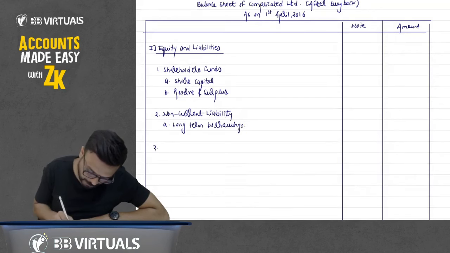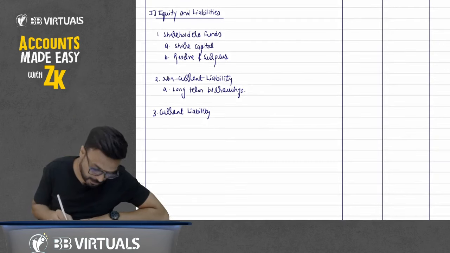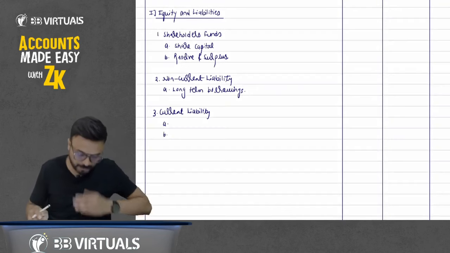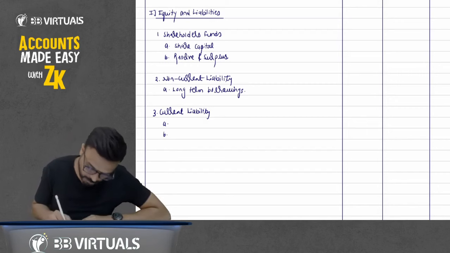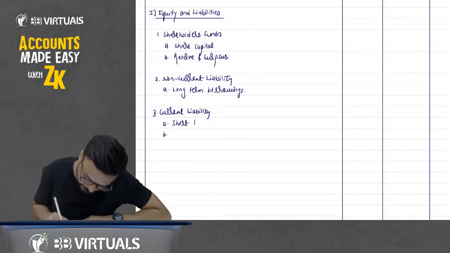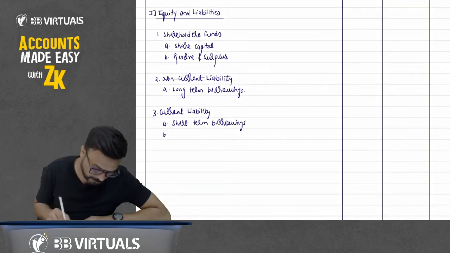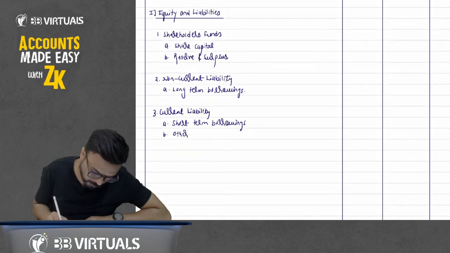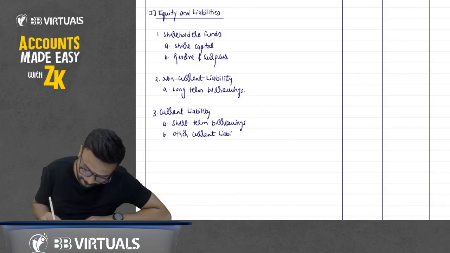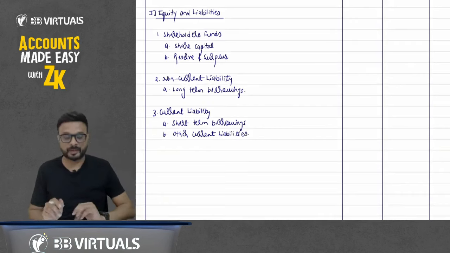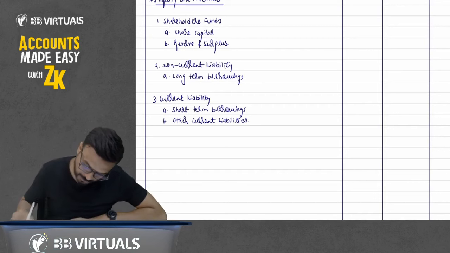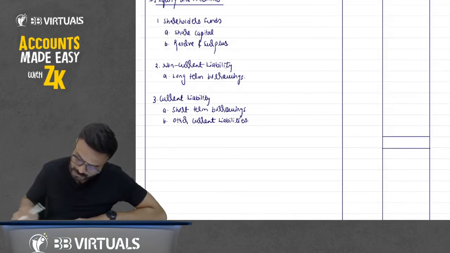Then current liability, third point. Under current liability, write down short term borrowing. Just write down, I will explain each and every point. Short term borrowing, then other current liabilities. So now here the total will come.